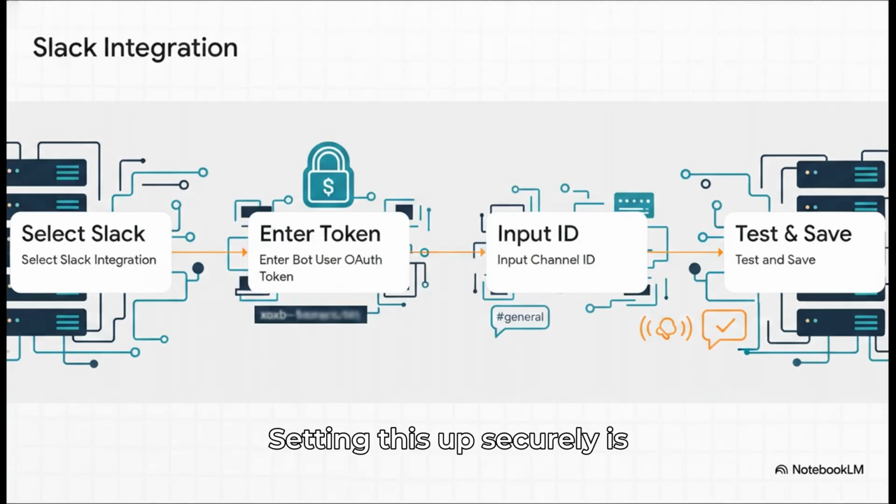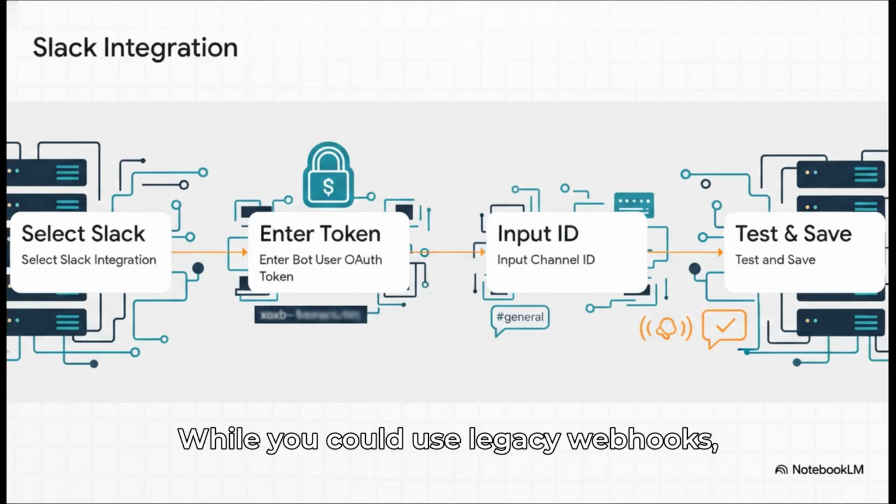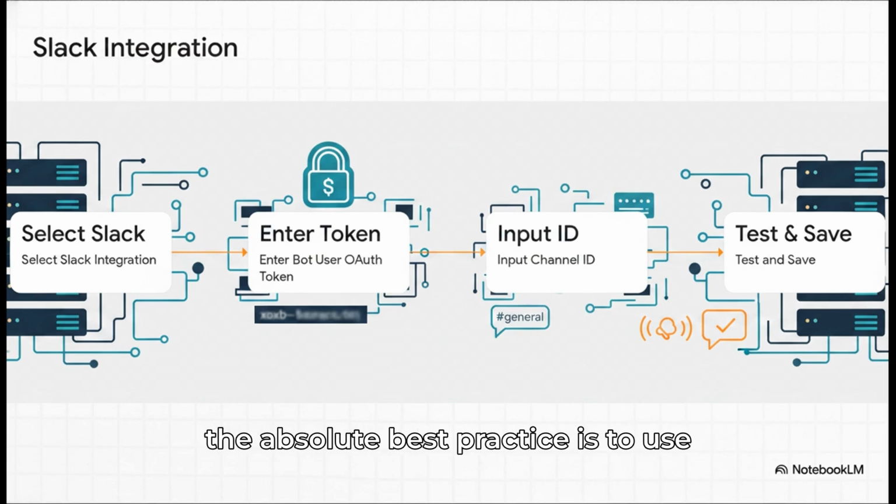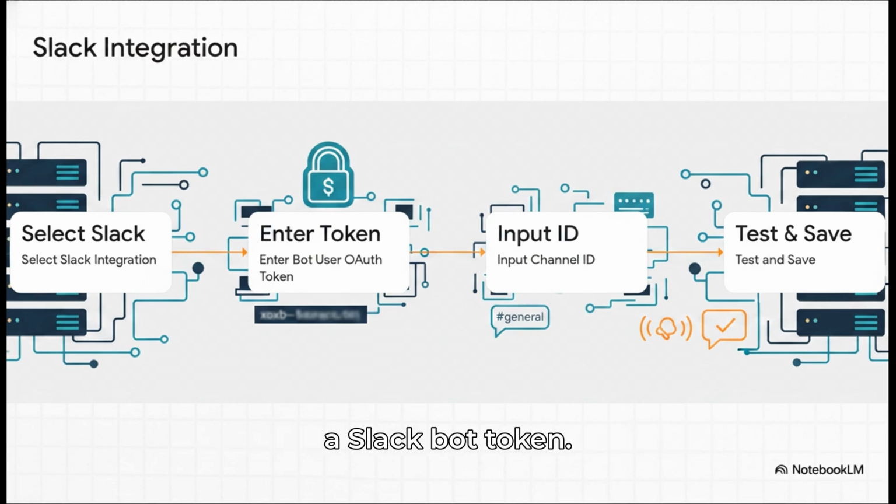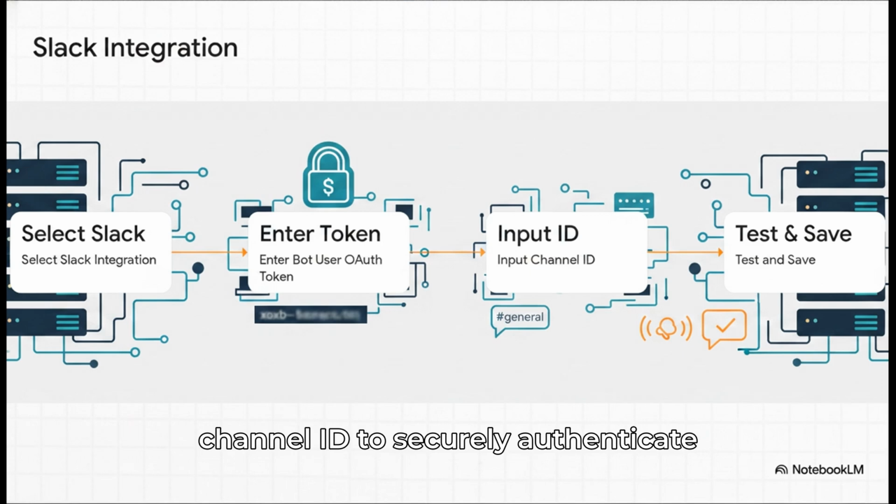Setting this up securely is surprisingly simple. While you could use legacy webhooks, the absolute best practice is to use a Slack bot token. You'll know you have the right one because it starts with xoxb. You select the Slack integration, enter that token along with your target channel ID to securely authenticate the workspace, and you're good.